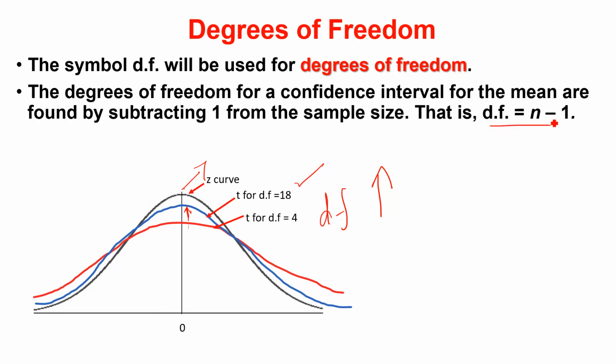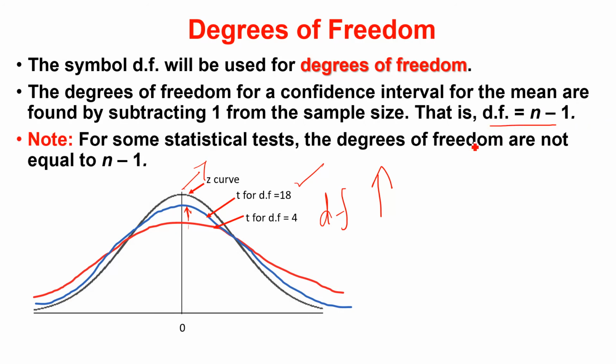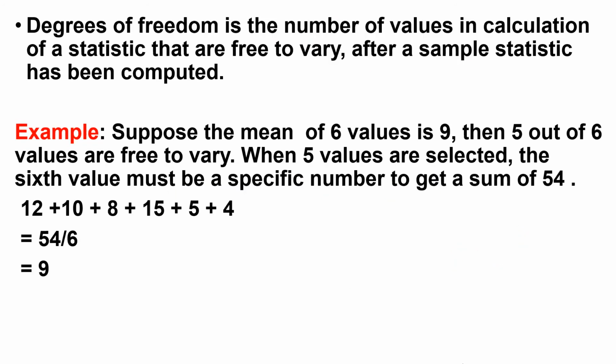The formula is n minus 1. And for some statistical tests, the degrees of freedom are not equal to n minus 1. But for the t distribution, we will use n minus 1. Right? Okay. Degrees of freedom. Here I have written the example that values in calculation of a statistic that are free to vary, degrees of freedom, free to vary. What is the meaning of it? Same thing that I explained now.